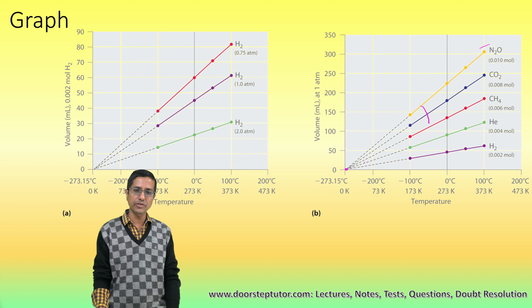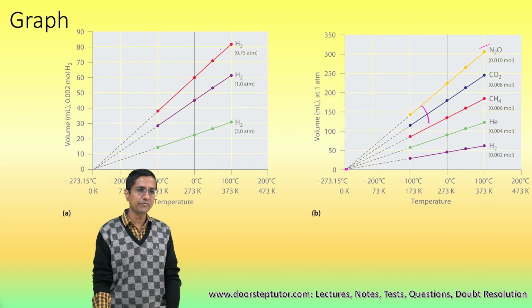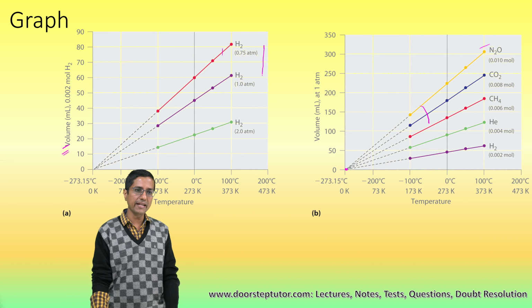Okay, so all the lines would start from here. That is the one thing that we have to remember. The second thing we have to observe about the graphs is that these are the graphs of temperature and volume, but at different pressures. So as I increase the pressure, pressure is increasing downwards.